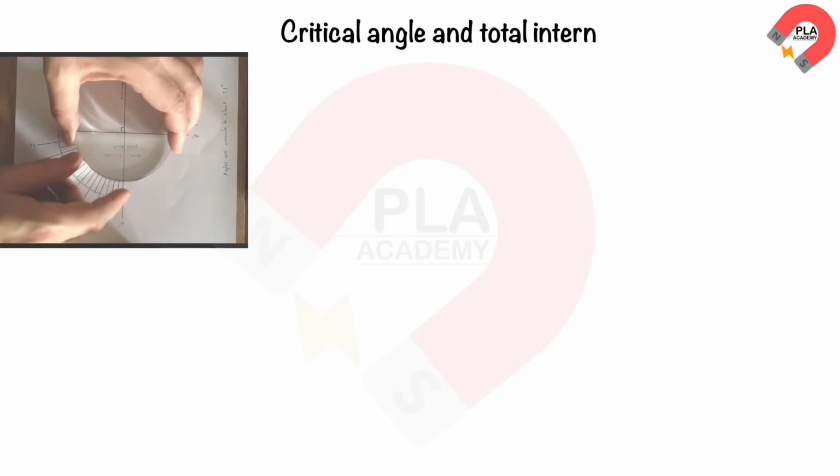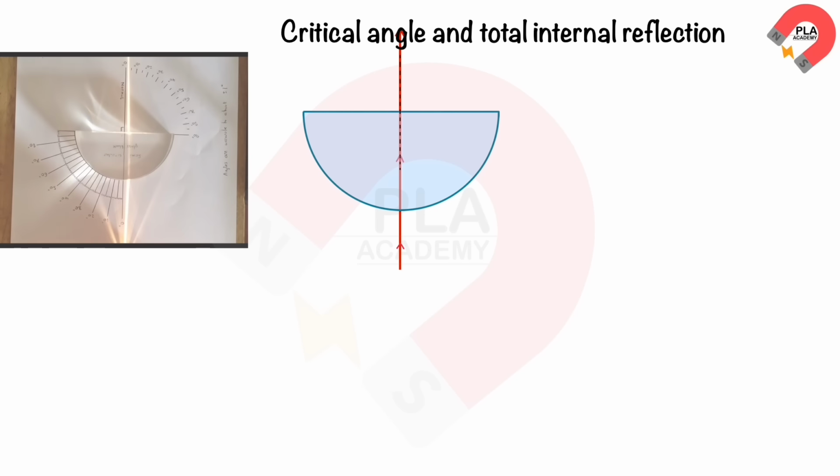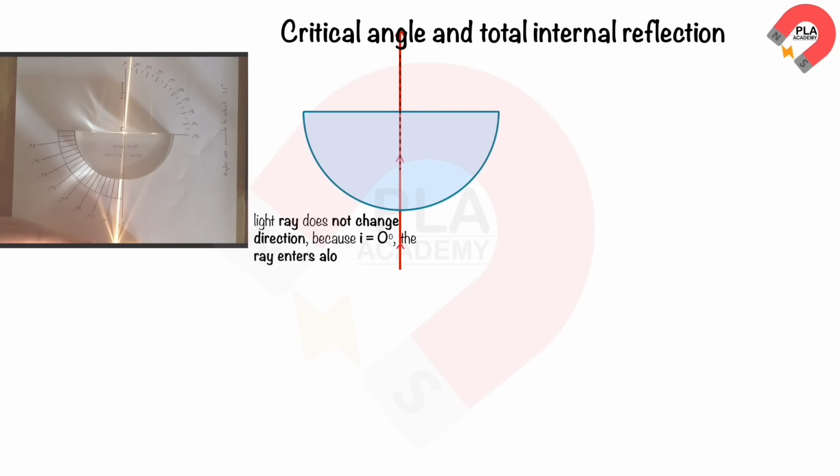The critical angle and the total internal reflection in a medium. As the rays shine on the semicircle glass block, the light slows down, but does not change direction. This is because the angle of incidence is 0 degrees, the ray enters along the normal to the surface of the glass block, then the angle of refraction is also 0.